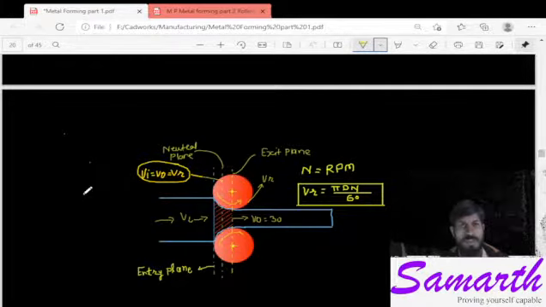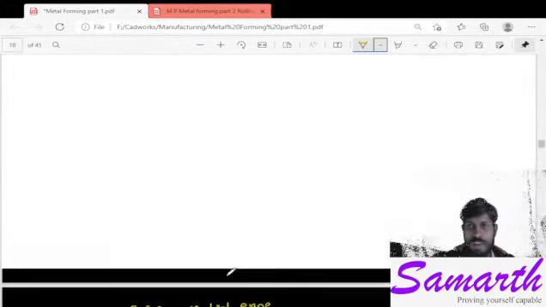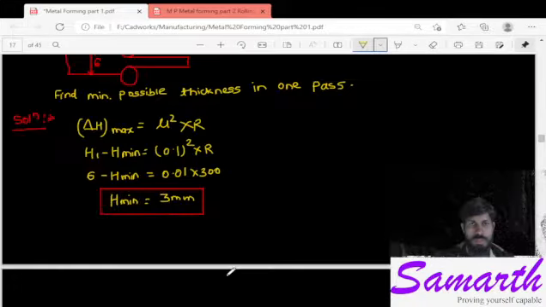Welcome friends. In the previous lecture we have seen and studied how to find the minimum reduction possible in a single pass of the rolling operation, and we were discussing the initial and final velocities and slip, which will occur due to the variation in velocity at the entry plane, the exit plane and the neutral plane. I will revise the last 2-3 slides so you will get the concept properly.